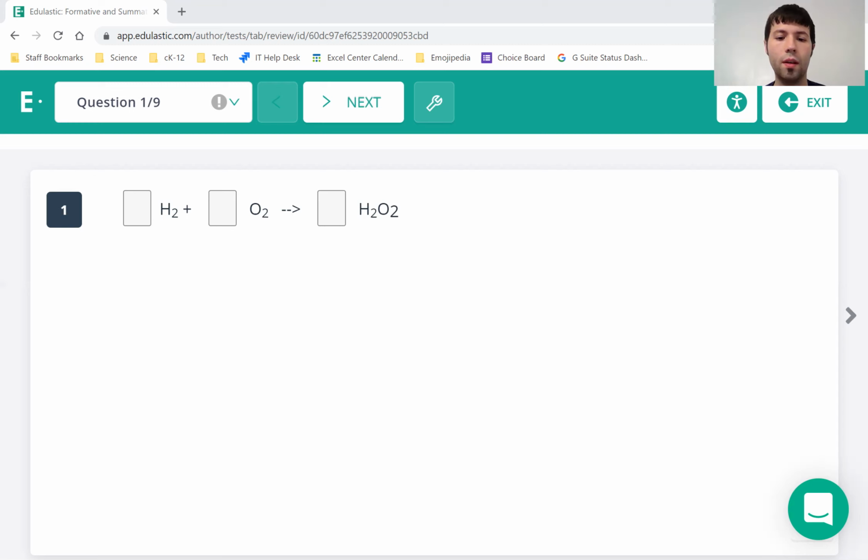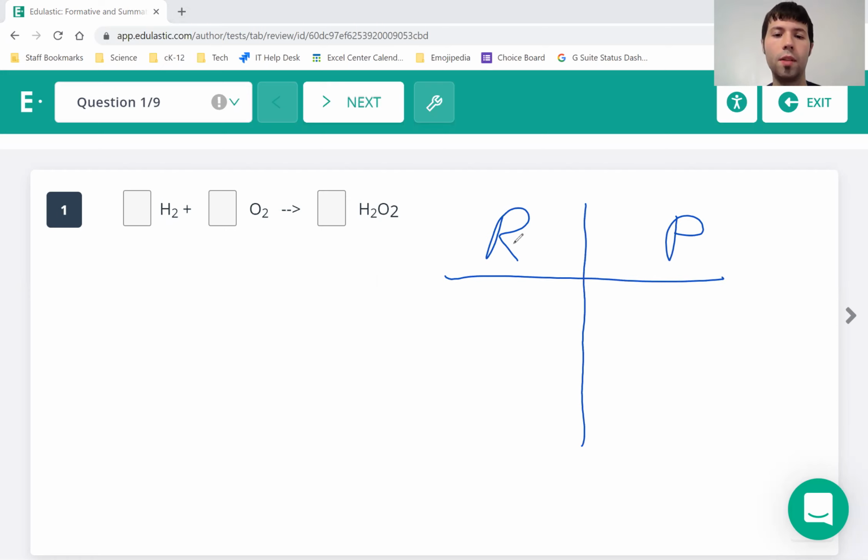So the first thing we need to do is count how many of each element, or how many of each atom, we have on each side of the equation. So I'm going to make a table. I'm going to be using this table a lot. I recommend that you make a table as well when you balance equations. I'm going to make a column for reactants and a column for products. And in this equation, I just have two atoms on each side.